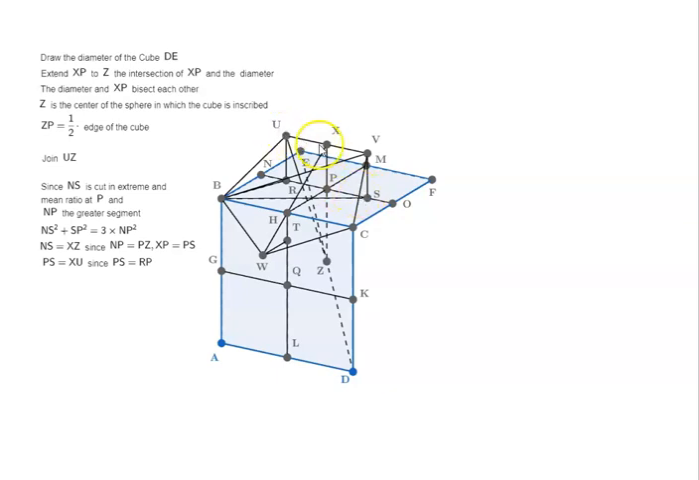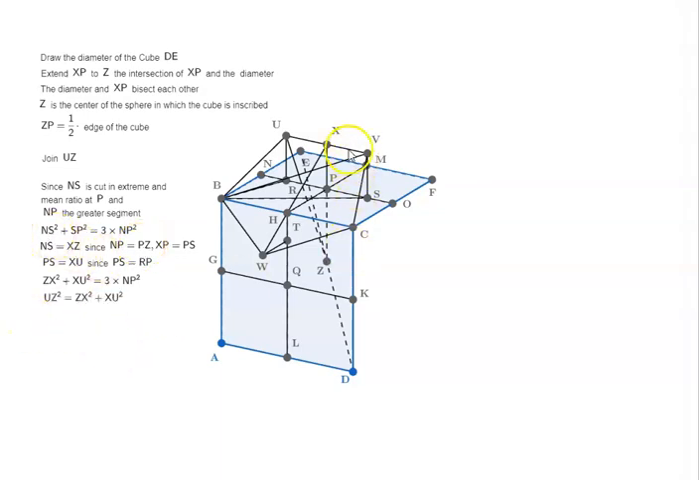PS is equal to XU, since PS is equal to RP. We have already seen this. So now ZX square plus XU square is equal to 3 times NP square by doing the necessary substitutions.